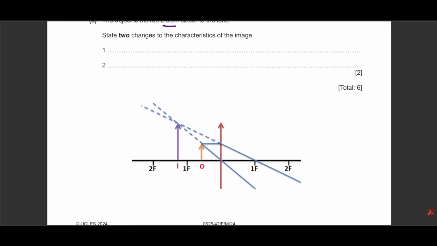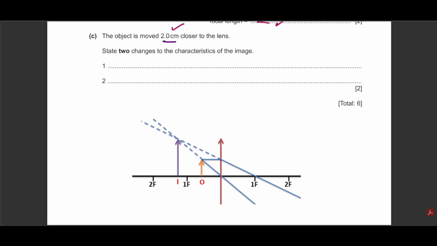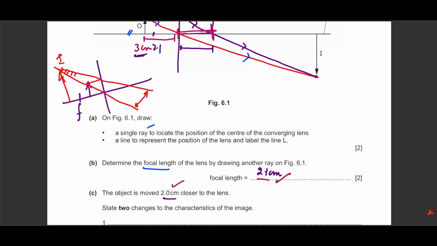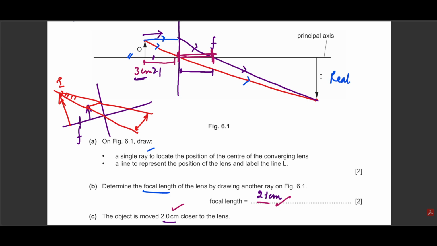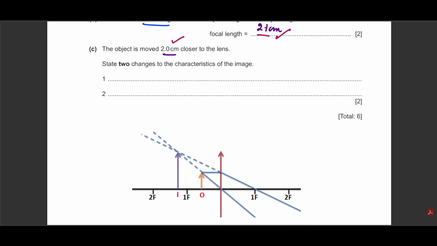This is what the image has become now, because you moved the object inside the focal point. And this is special for a converging lens. This is a case of a magnifying glass. He says 2 changes to the characteristics of the image. So this one was real and inverted because the arrowhead was over here, and now the arrowhead has been turned upside down. But this time around, it has become virtual because it is on the same side as the object, and it has been magnified, and it is now upright.